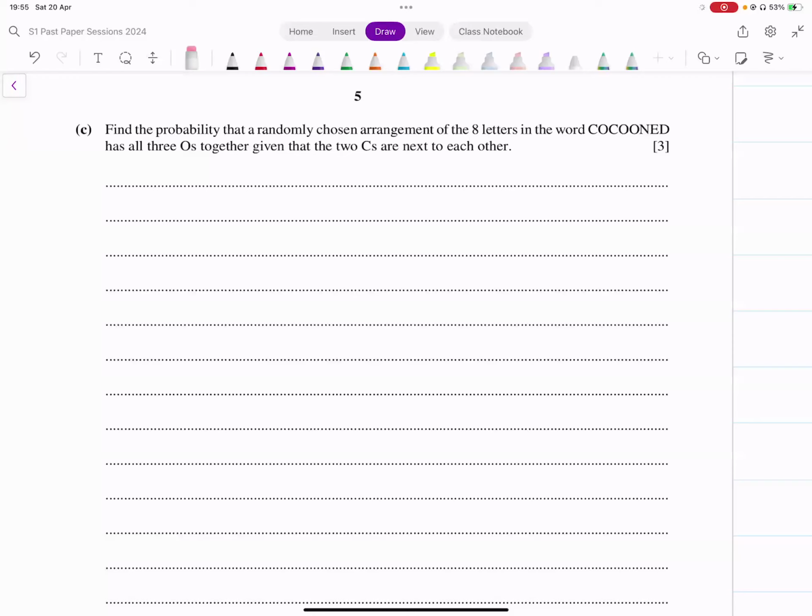Okay. So it's given that those 2 C's are next to each other. So when you find probability, remember in the denominator, you need to have the case that is given. This is what is given. The 2 C's are next to each other. Let's find this case first. When the 2 C's are next to each other, we have 8 letters in total.